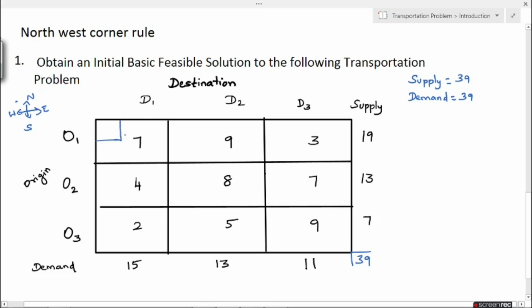First we have to consider the corresponding demand and supply values. Demand for this is 15, and similarly supply for that is 19. So we have to allocate the minimum value. Which is minimum? The demand value is minimum, that is 15. So I have to write 15 here. Now using this allocation value, we have to subtract from demand and supply. So 15 minus 15 will become 0, and 19 minus 15 is 4.